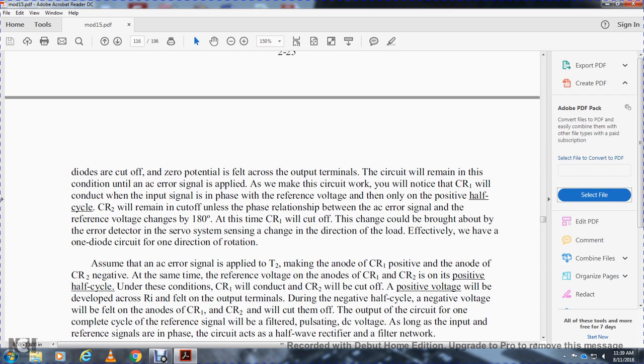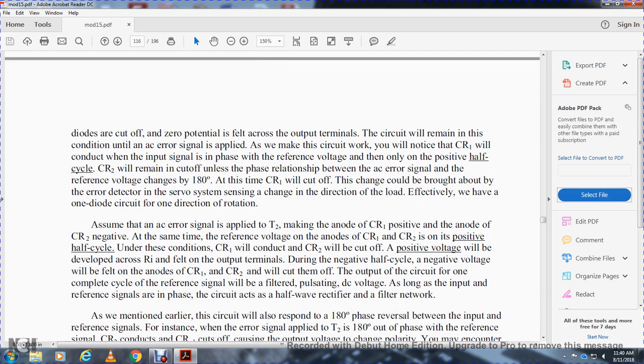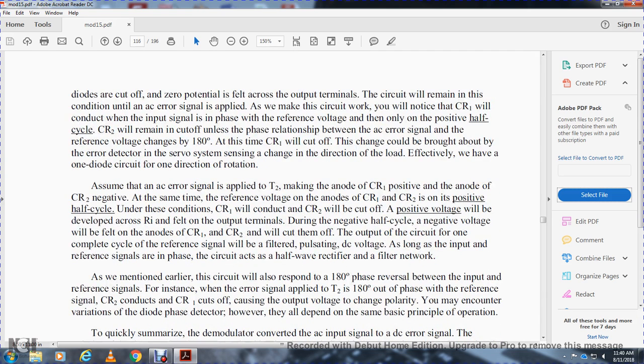To see the work of the circuit with an error signal supplied, assume control rectifier 1 conducts with the input signal and the reference voltage only on the positive half of the cycle, while control rectifier 2 remains cut off. The relationship between the AC error signal and the reference voltage is 180 degrees out of phase, with the cutoff of control rectifier 1 diode. This could be brought through an error detected by the servo system, sensing the direction of the load and causing one direction of rotation.